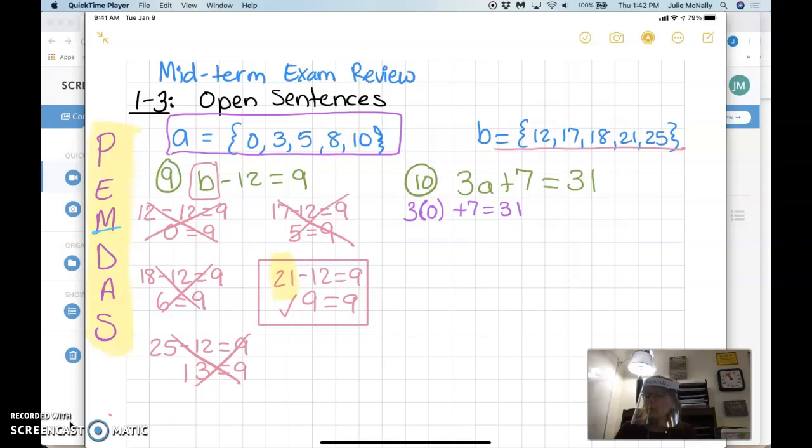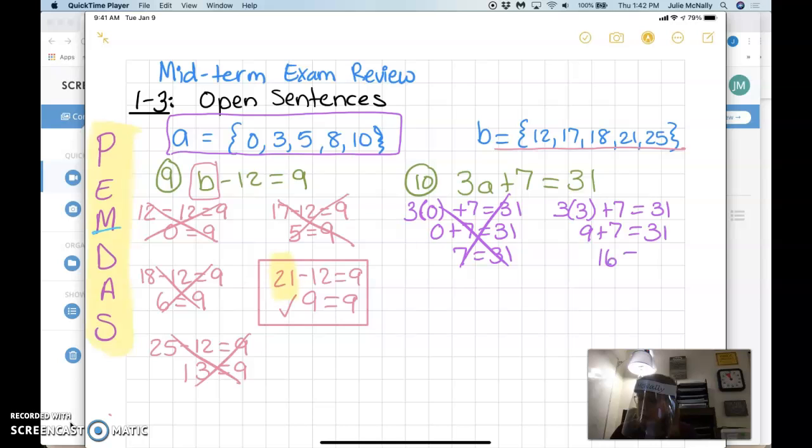So, what is 3 times 0? 0. 0 plus 7 equals 31. And 0 plus 7? That's wrong. 7 does not equal 31, so let's go on. 3 times 3 plus 7 equals 31. 9 plus 7. 16. That does not equal 31. It's 17.